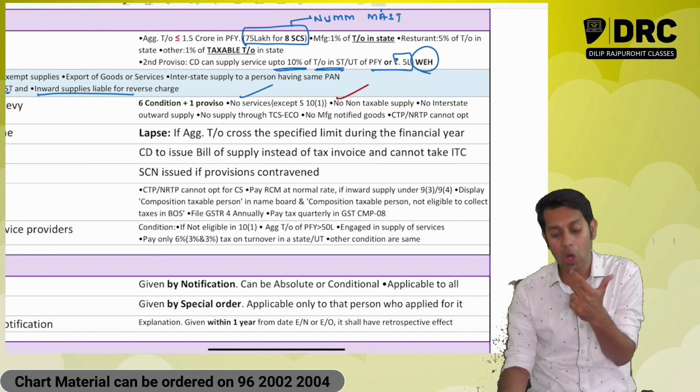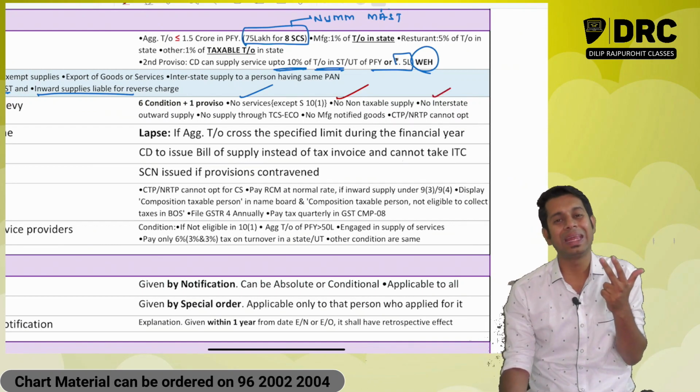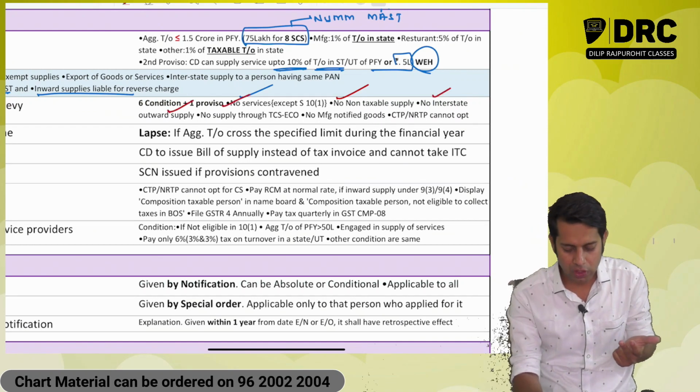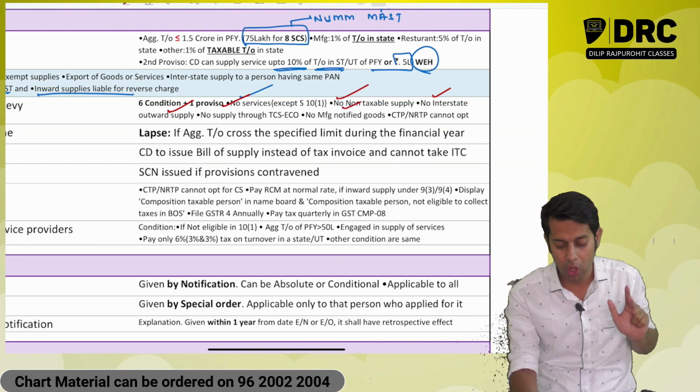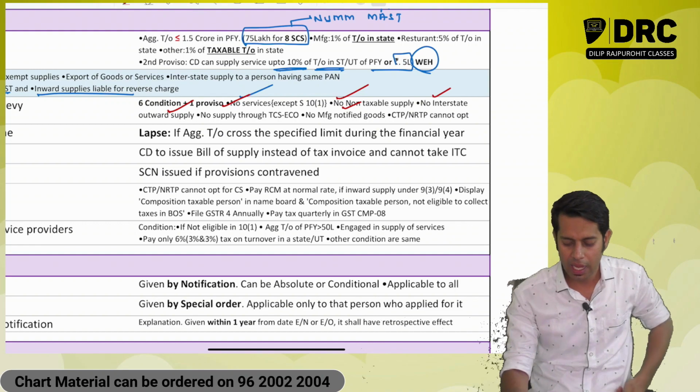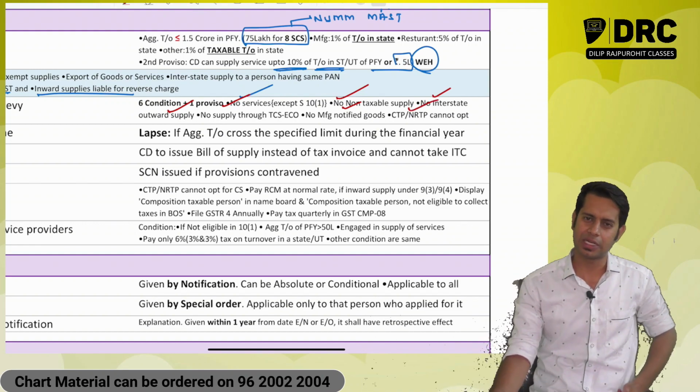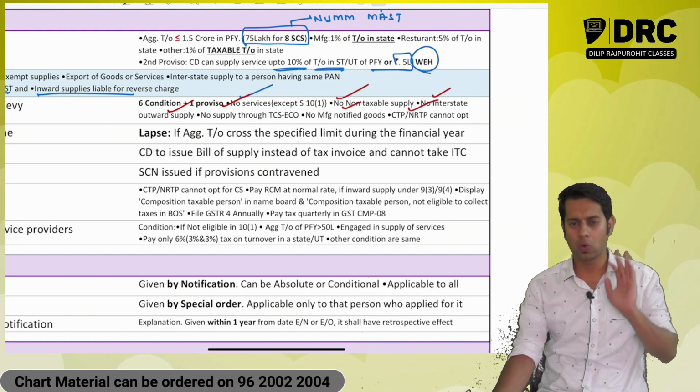You should not make non-taxable supplies. You should not make an interstate outward supply. You should not supply through an e-commerce operator who is required to collect the taxes under section 52. You should not manufacture notified goods, and you should not be a casual taxable person or a non-resident taxable person. These are totally 6 conditions.